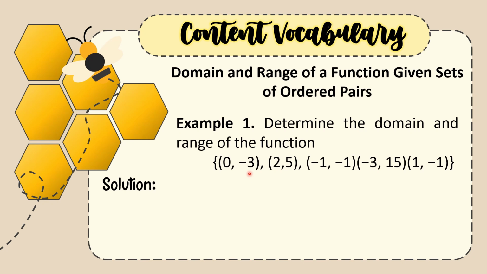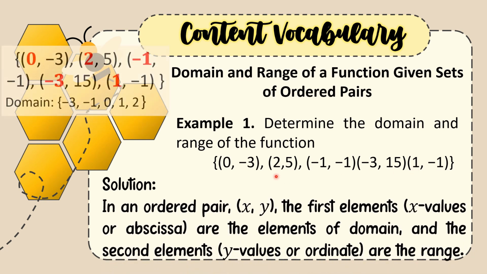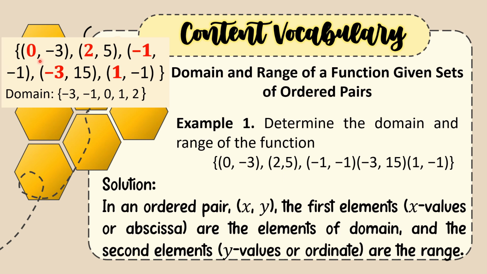We know that the domain is the acceptable input. Hence, in this case, the domain arranged in ascending order is the set of numbers -3, -1, 0, 1, and 2. The ones highlighted in red are the domain, or the x values, or the abscissa. We have here -3, -1, 0, 1, and 2.